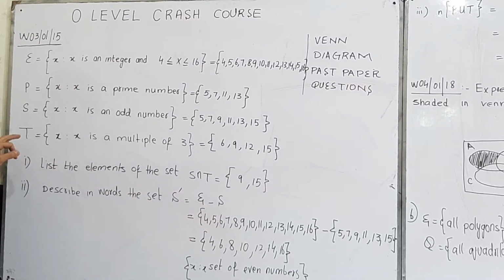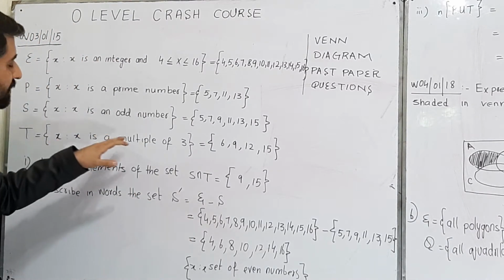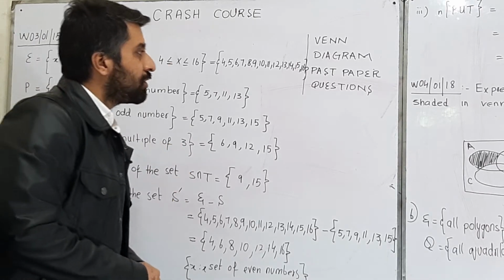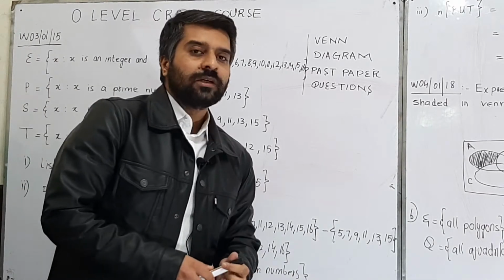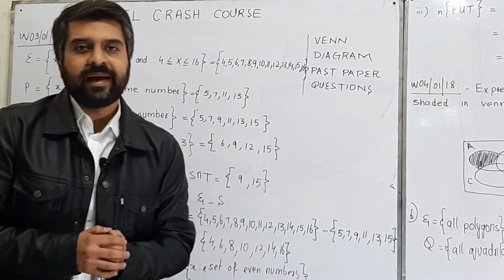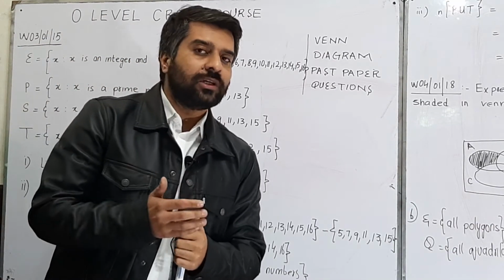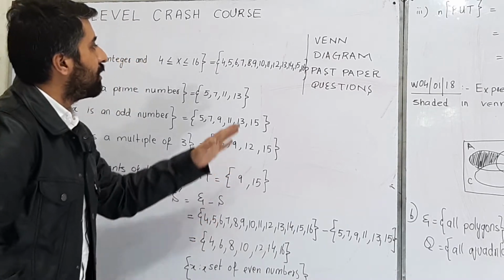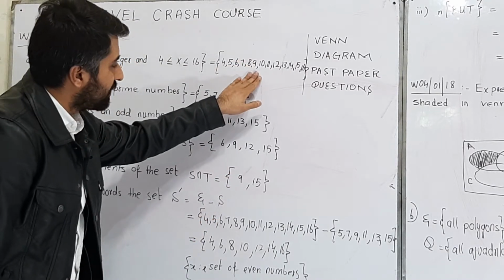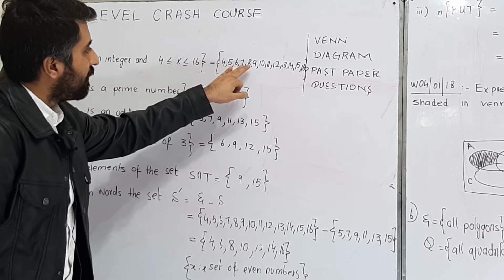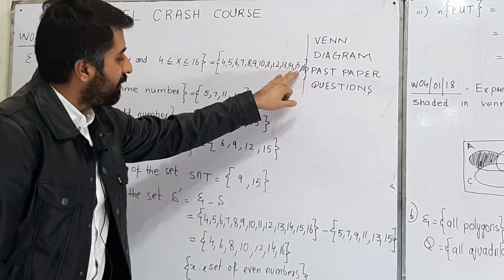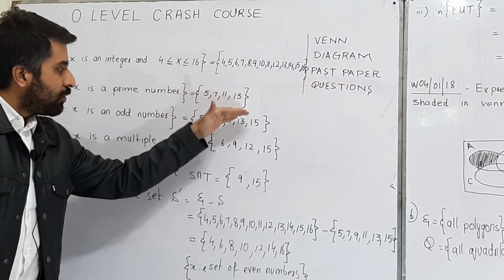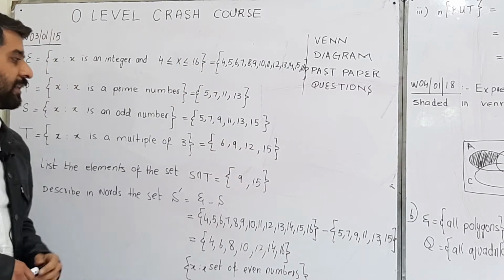And the last one is T, which is a set of multiples of 3. Multiples of 3 mean those numbers which are obtained as a result of multiplication of 3, but you have to choose the multiples of 3 from your universal set, and that are 6, 9, 12 and 15. So first of all you will be writing the elements of the given sets.